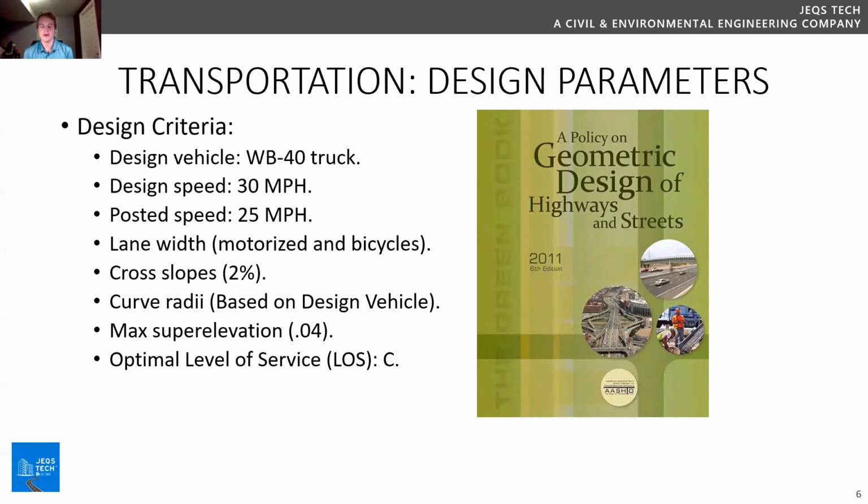Lane width for motorized vehicles is going to be 12 feet, and this is going to vary a little bit at the intersection. For bicycles, it's going to be 4 feet. And cross slopes, we need to design for drainage, so it's going to be 2%. And all of the curve radiuses are going to be designed appropriately for the design vehicle using the geometric constraints found in the Green Book. And max superelevation, 0.04.